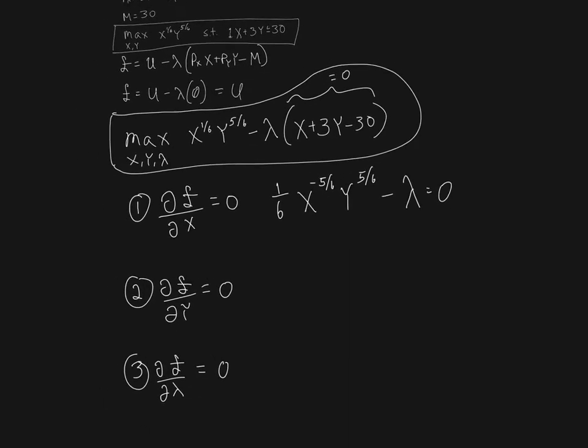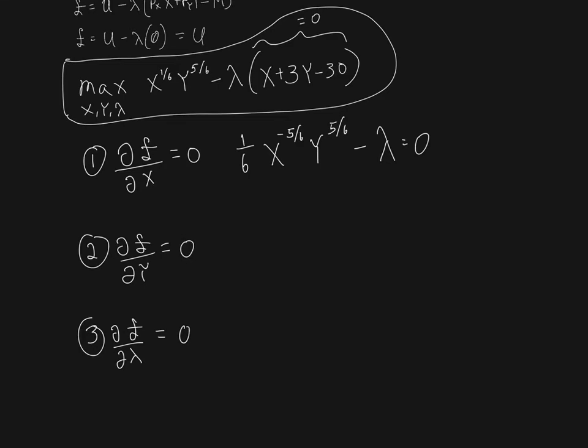And simplifying that a bit, it's just going to be equal to y to the 5/6 all over 6x to the 5/6 equal to lambda. Because all we did was take the negative lambda and add lambda to both sides. Right? So this expression represents our first order condition. So any combination of y and x that satisfies this condition satisfies our first order condition.